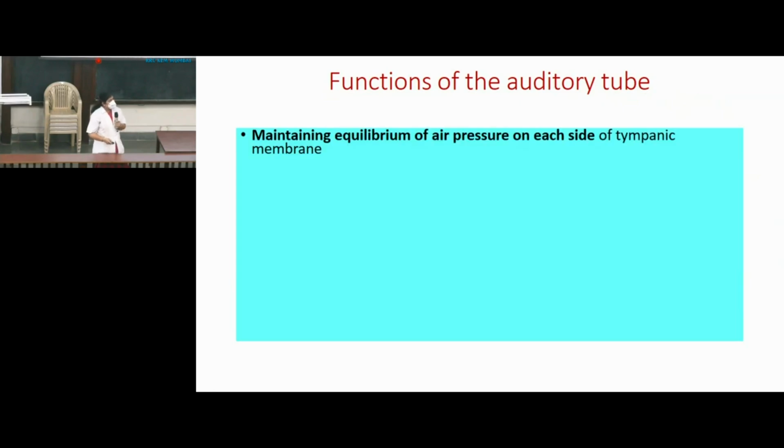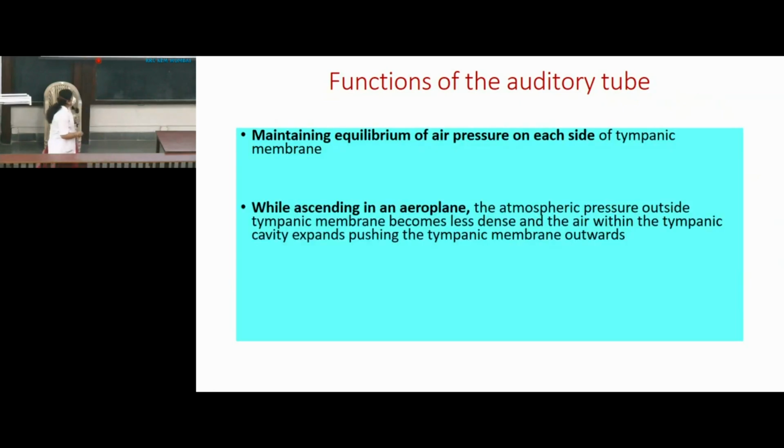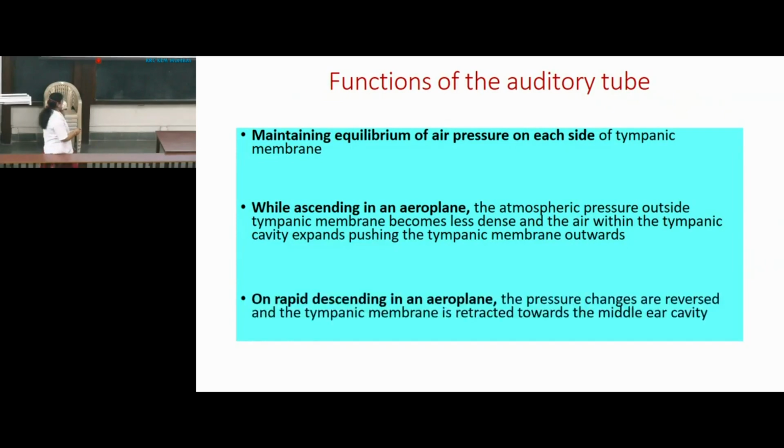Yes. So these conditions you should know. So pressure pushes the tympanic membrane towards the middle ear cavity, and when you ascend, it will be bulging outside.